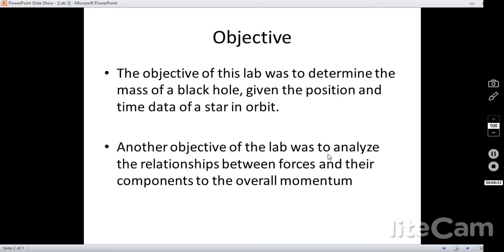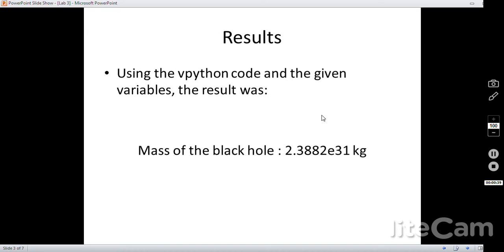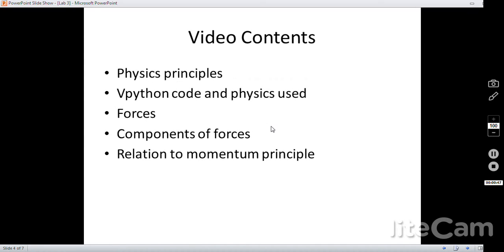Another objective of the lab was to analyze the relationship between this force and its components to the overall momentum. Given the VPython code that I used, this was the mass that I came up with, marked correct in WebAssign. In the video, I'm going to be discussing the physics principles, my VPython code, where the physics is used, and basically breaking down the forces, their components, and how it relates to the momentum principle.